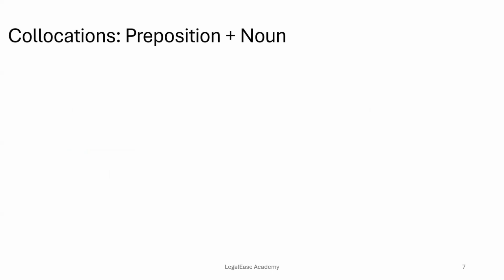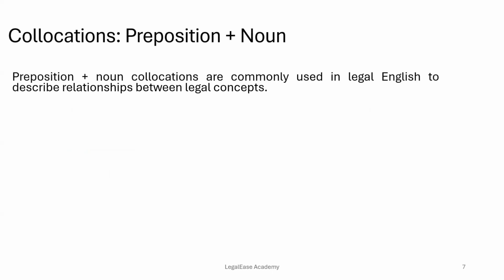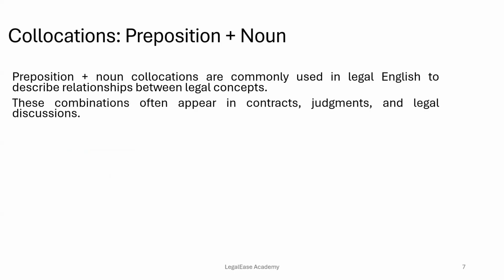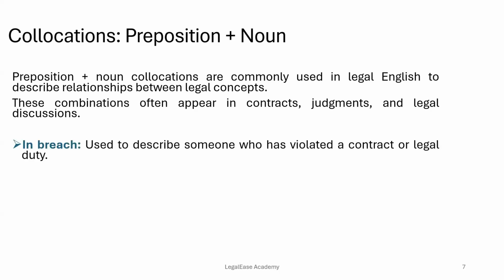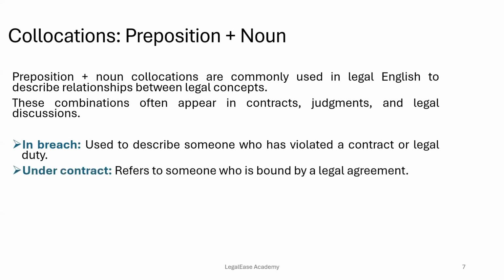Looking at preposition and noun pairings then. So these are commonly used in legal English to describe the relationship between separate legal concepts. They often appear in contracts and also in court judgments as well. So the first example, in breach, they're used to describe someone who has violated a contract or legal duty. So one party is in breach of their obligations to the other party.